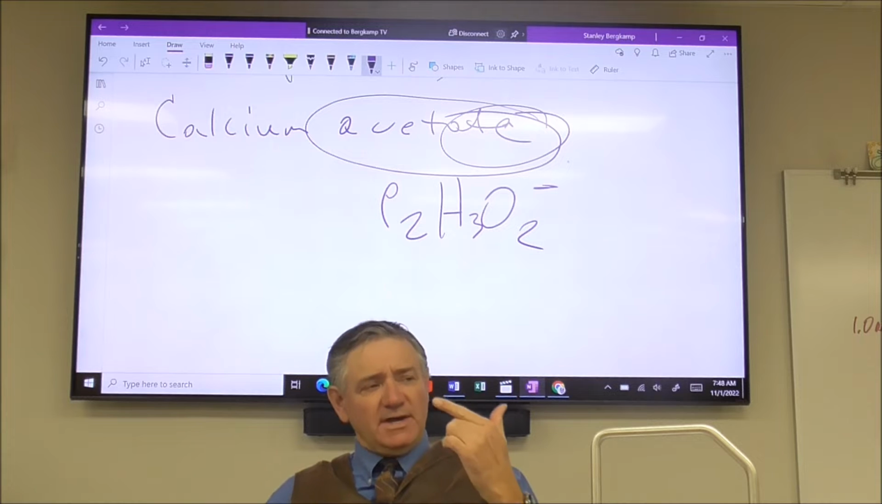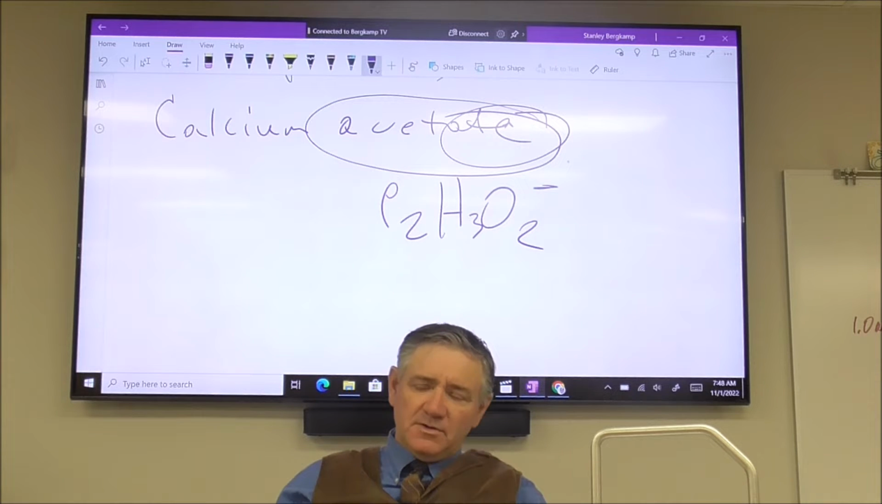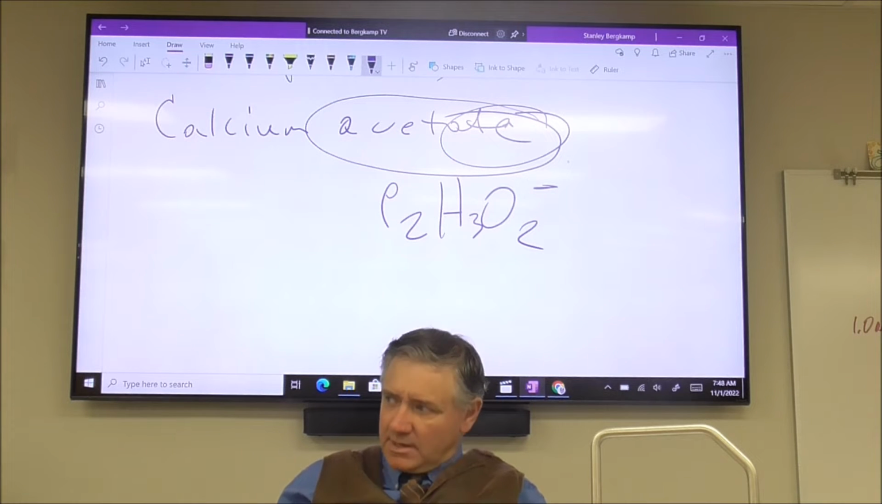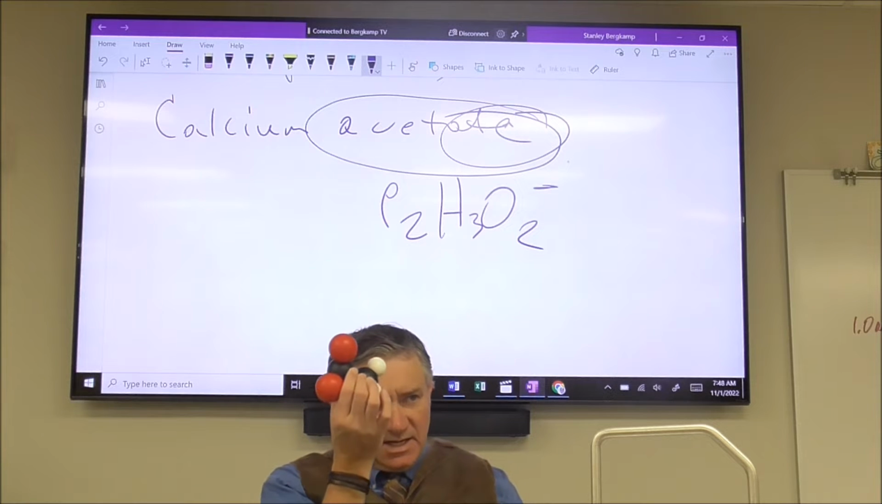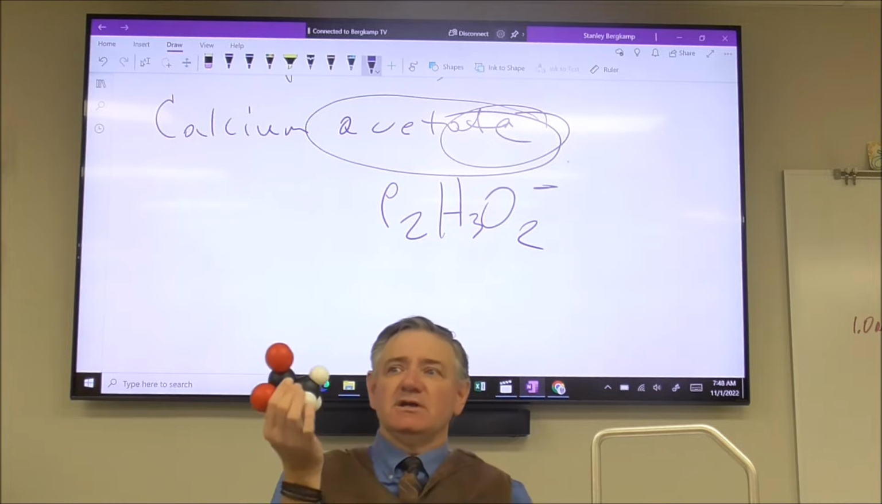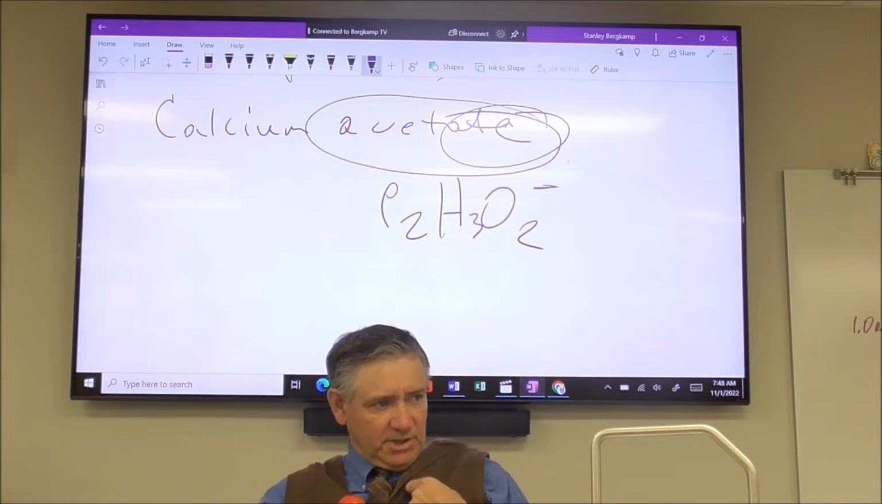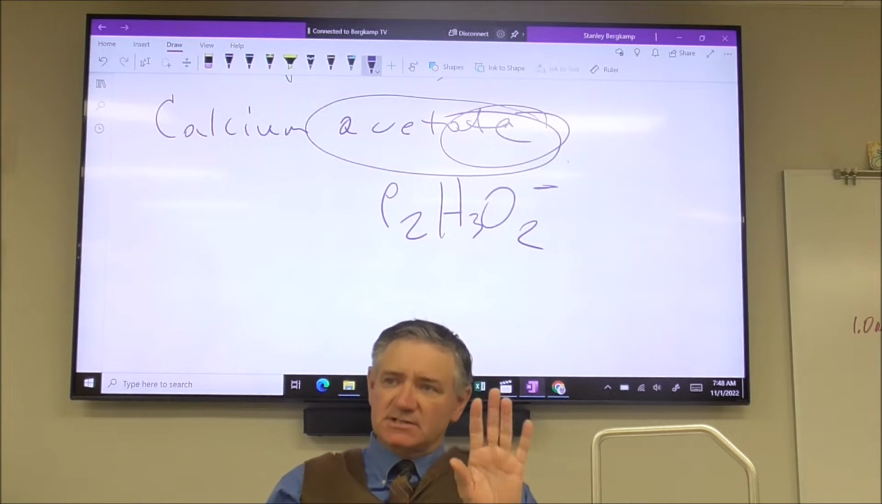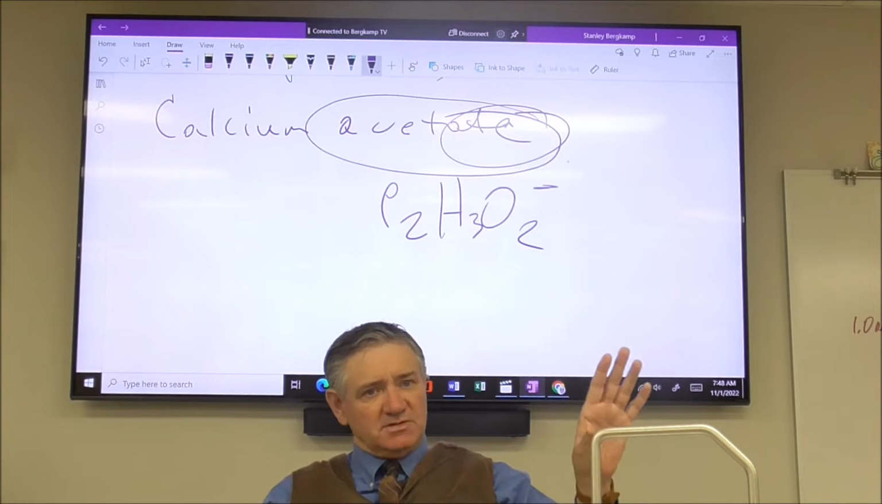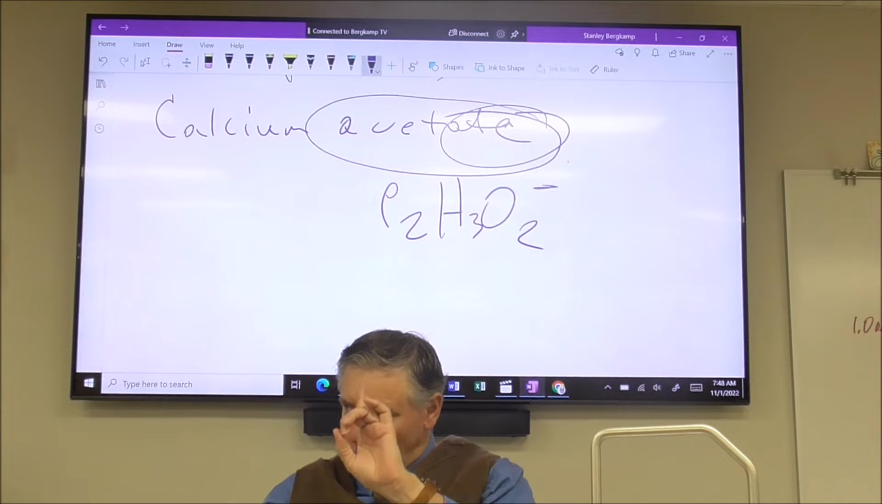So here's your overriding theme. Mother Nature is a lazy prima donna. So this acetate anion is going to become more stable when it takes in an electron, okay? That's the whole idea. This thing is going to take in an electron because it's going to become more stable. But it's only going to take in 1.